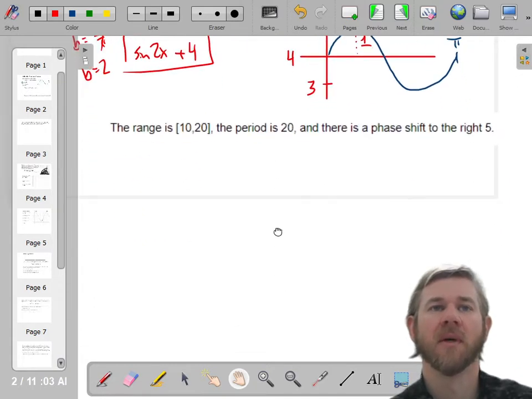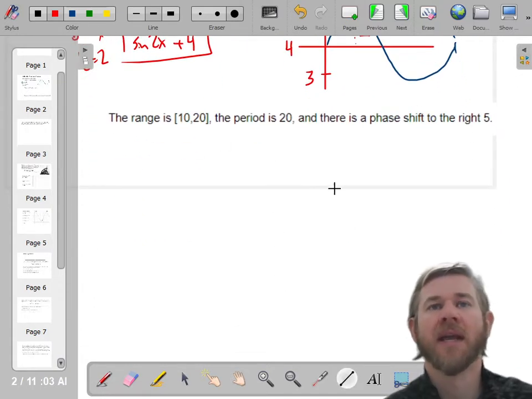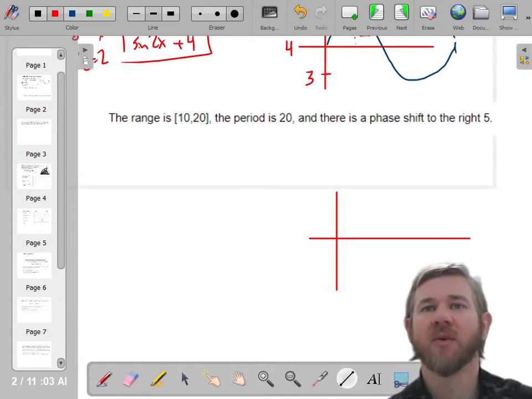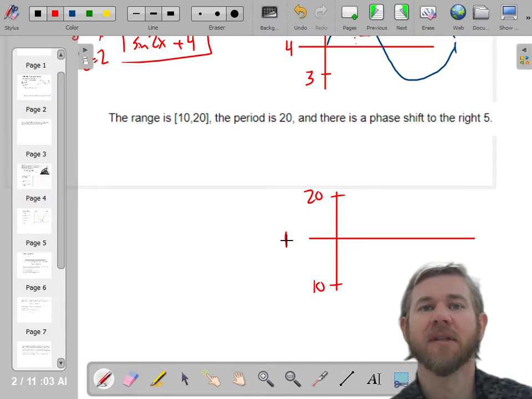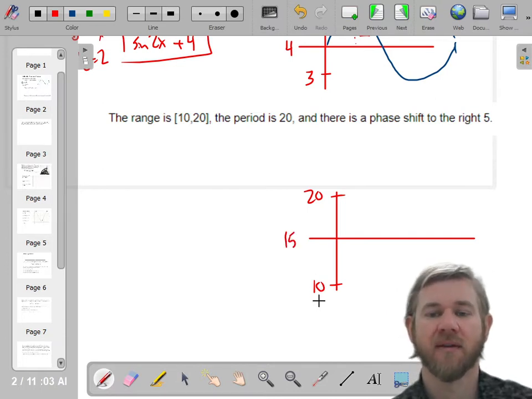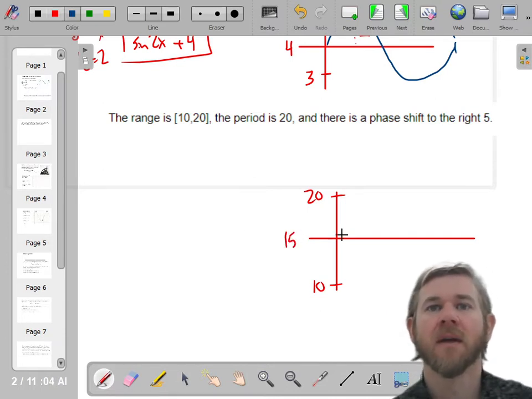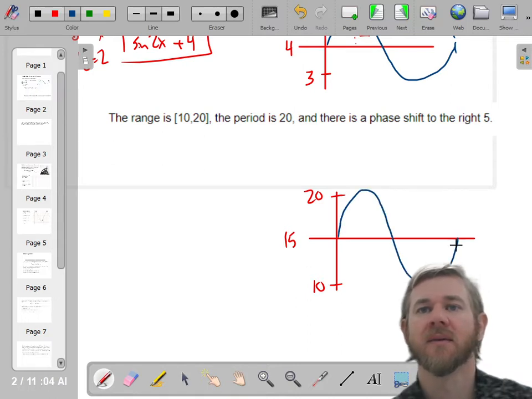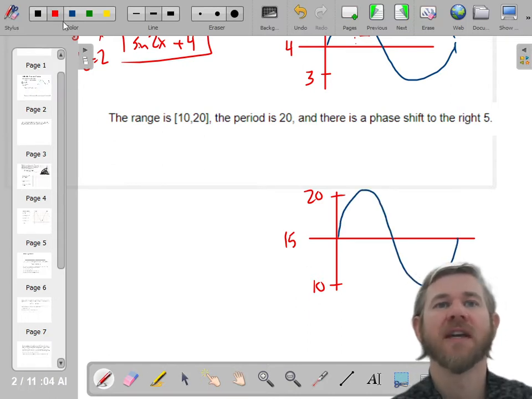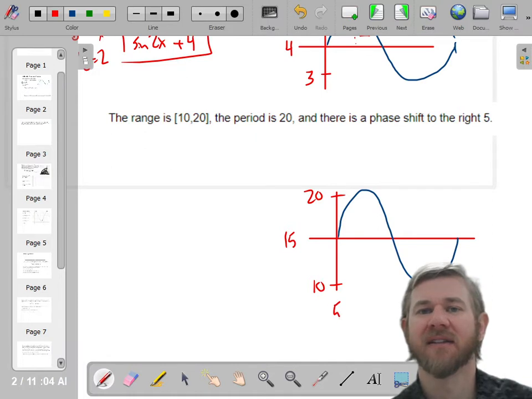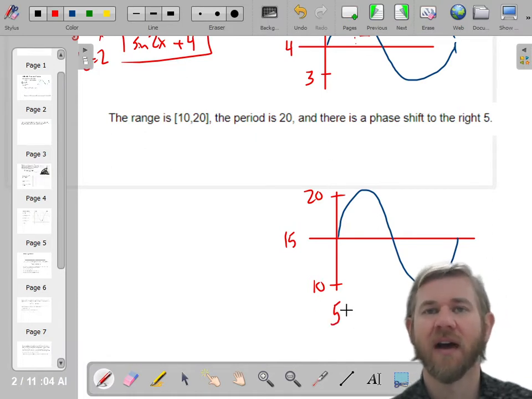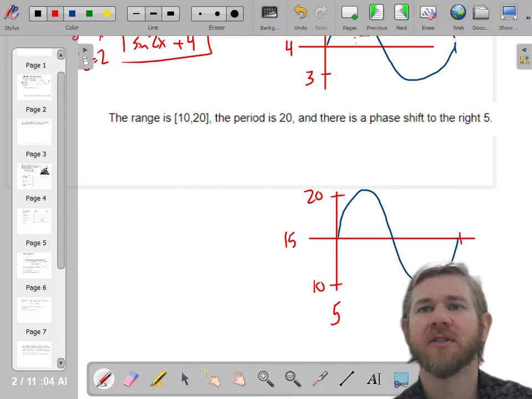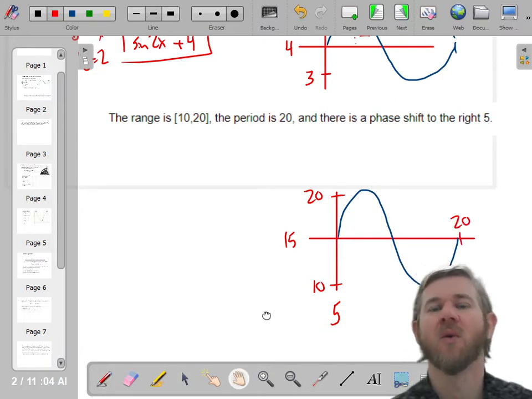Let's try one more. The range is 10 to 20, the period is 20, and there's a phase shift to the right. Okay, so the range, let's call this 20 and this 10. That must mean the middle is 15. Okay, so I have a vertical shift to 15. And let's see, what else do I know? There's a phase shift to the right, 5. So this is actually 5 instead of 0. The y-axis is not at 0, it's at 5. And what else? The period is 20. Okay, so this one's got a little bit going on here.